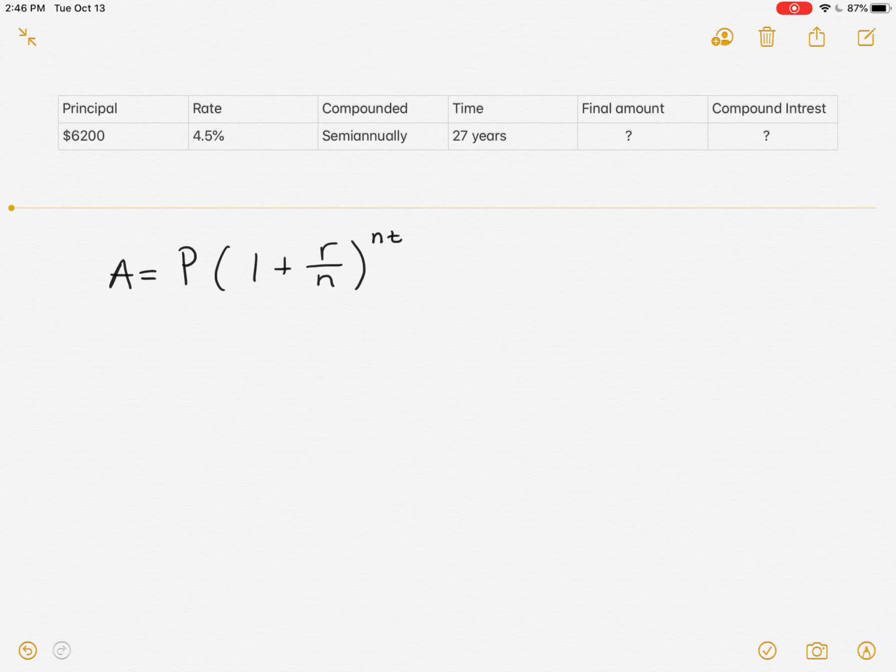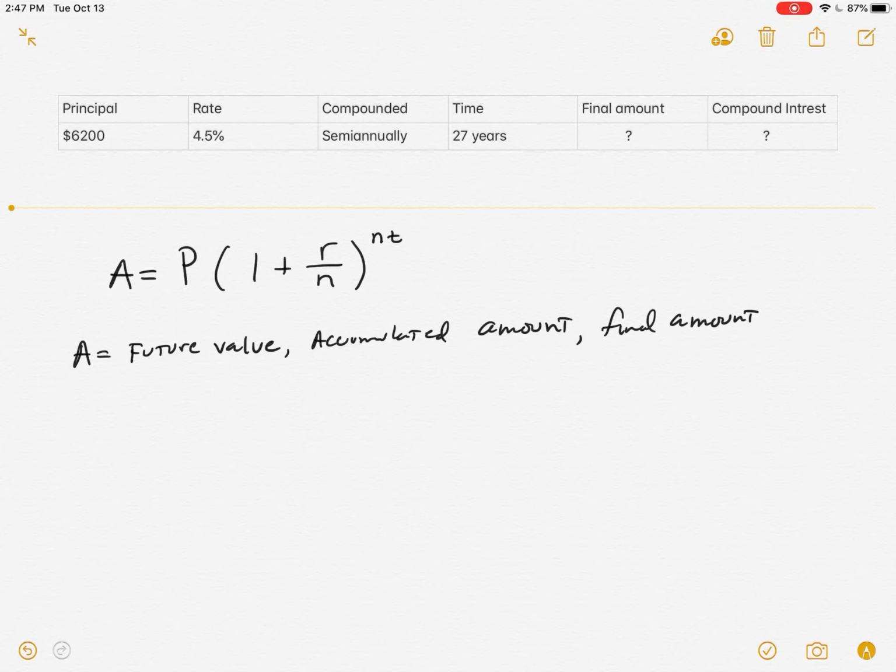So it looks a little bit more complicated, and that's because it is a little bit of complication to compound something. Now we should be able to just drop numbers into our calculator and hit one button and be done. So let's make sure we understand each of these symbols. A is the future value. It may be called the future value like we saw before. It is the accumulated amount. And in this problem, it is the final value, or the final amount. It's the amount that you get after the interest is applied.